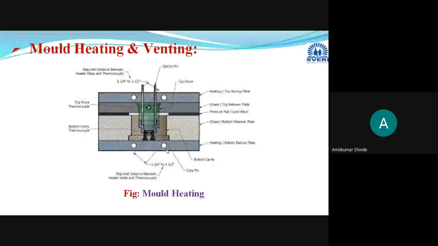Already I have conducted the practical session. I will just take the review of that. I will take one problem, and I will first repeat the theory, and I will repeat that problem also. Okay, first we will move towards this mold heating.